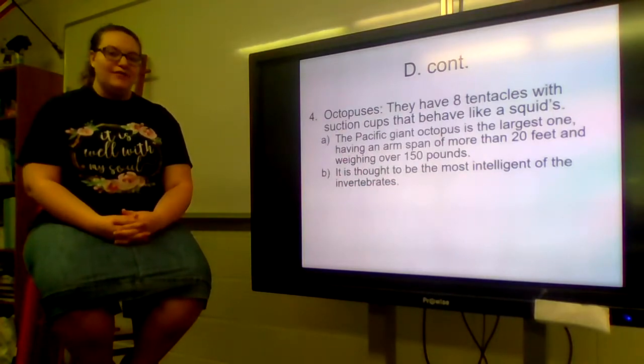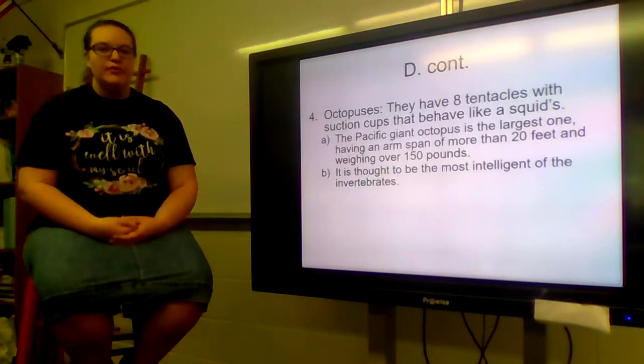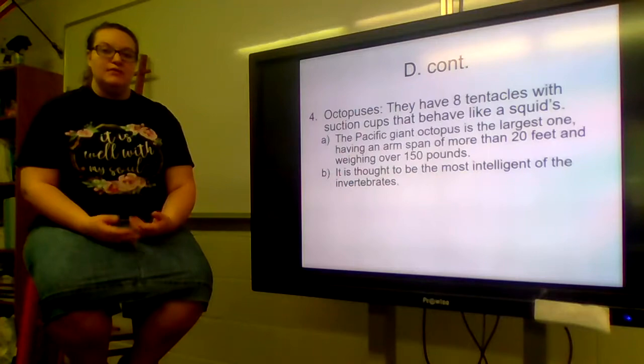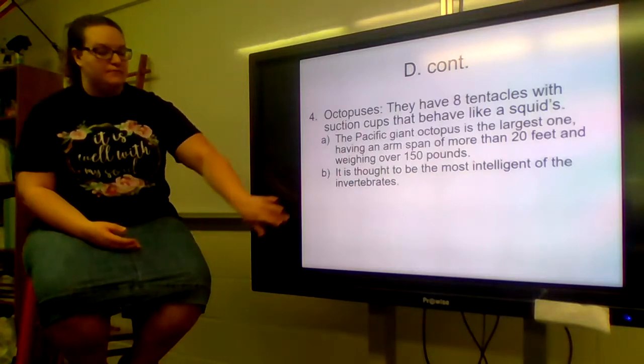They believe that they have the greatest memory out of all invertebrates, and that they are the smartest when it comes to catching and releasing prey or avoiding predators.